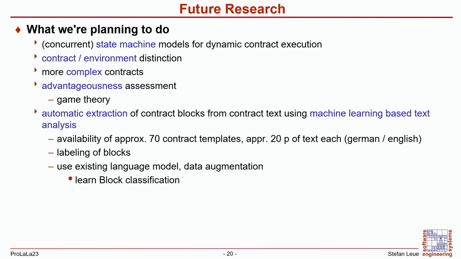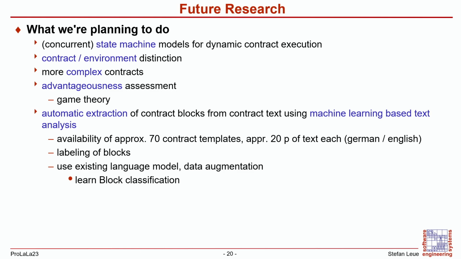What is future research we're planning to do? We're planning to work on a more concurrent, perhaps state machine-based model for the dynamics of the contract execution. We want to devise this or better respect this contract-environment distinction. We want to look at more complex contracts, something in the works right now. And then we want to certainly go into something like advantageousness assessment. So we want to feed back to the user for which party in the contract a certain situation is advantageous, what kind of risks could be associated, for instance. And so we need to explore links, for instance, to game theory here. This is really not something we've done yet, but it is something to be considered in the future.